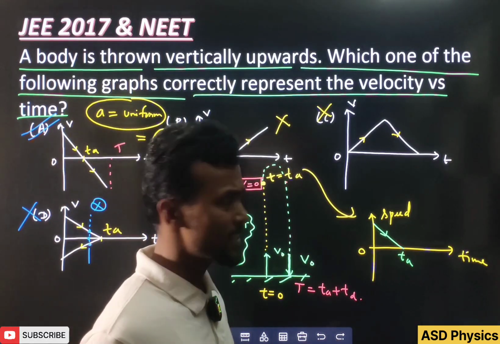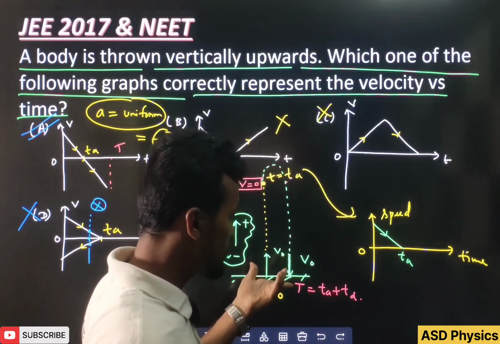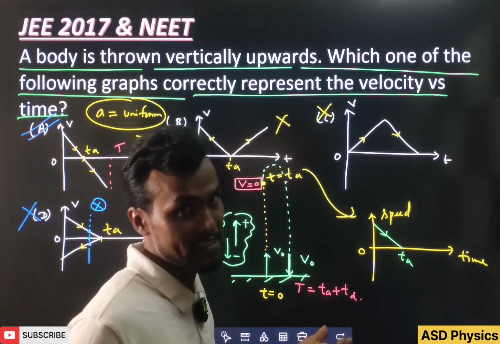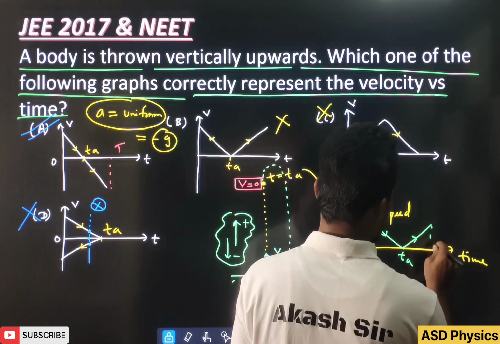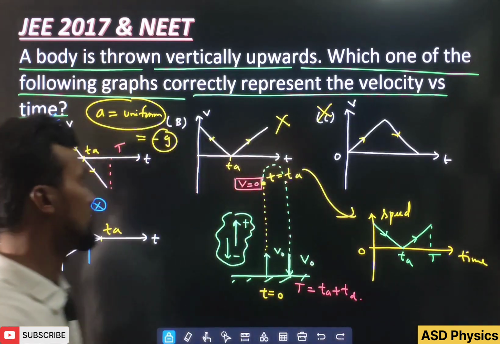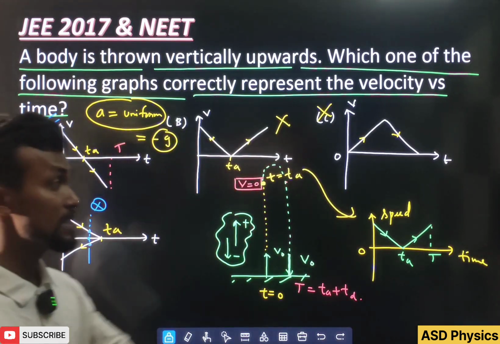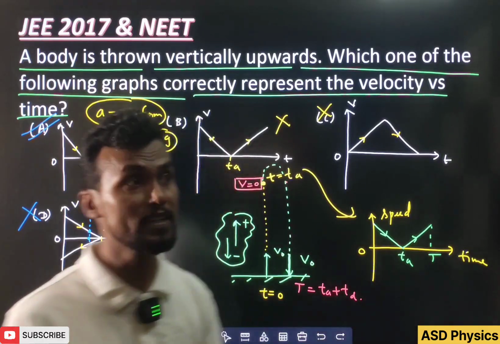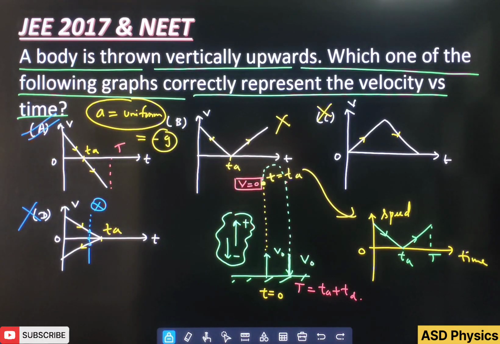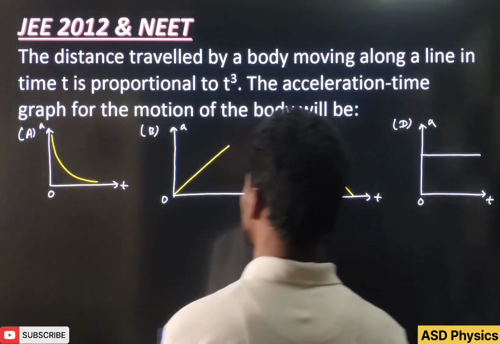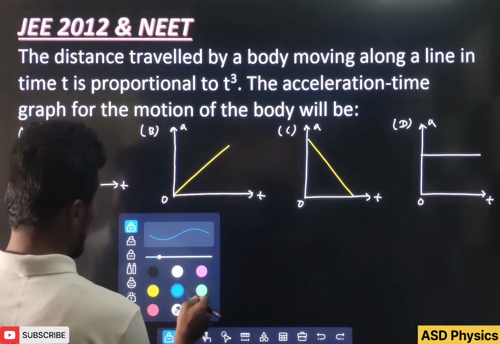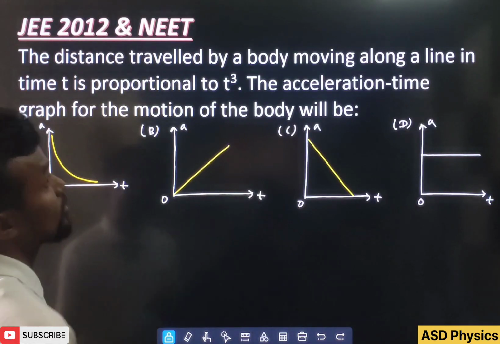Then after that, since it is a scalar quantity, when it comes down, the speed will increase, but we can take the same sign. So like this, up to the time of flight. So velocity time graph is this one, speed time graph is this one. Can you remember that? So the correct option is option A. Great. Now students, next we talk about the JEE 2012 question.